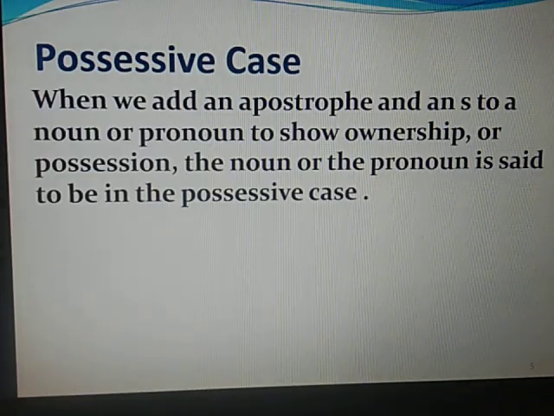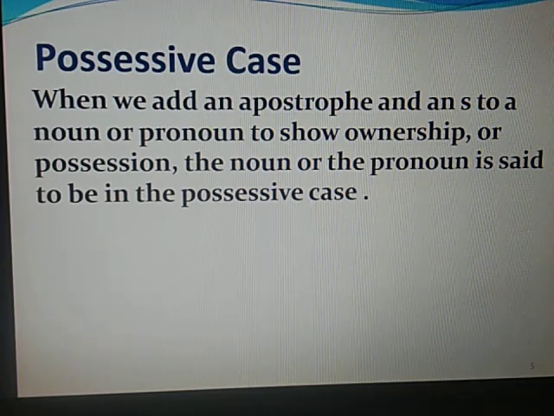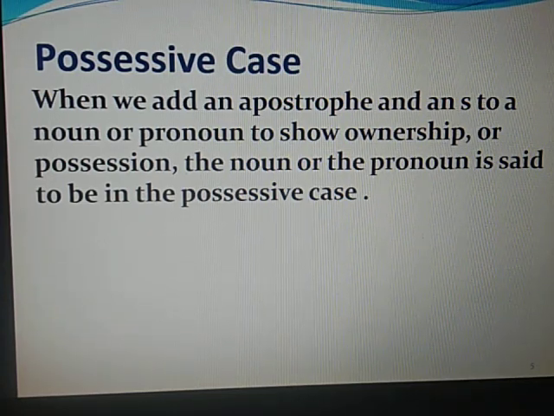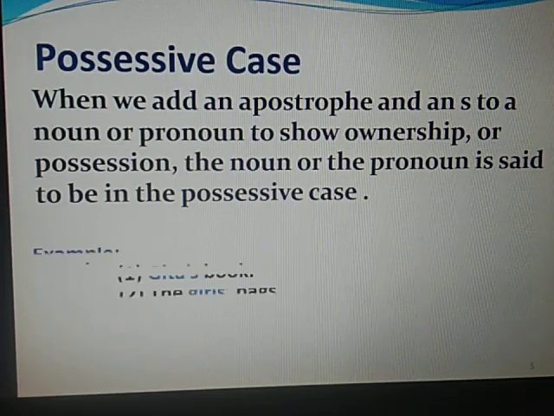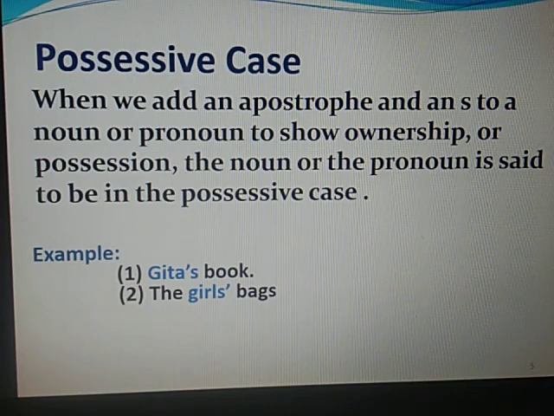What is a possessive case? When we add an apostrophe or an apostrophe s to a noun or pronoun to show the ownership, to whom it belongs, or the possession, the noun or the pronoun is said to be in the possessive case. For example, Geeta's book. Here you will find that after Geeta we have put the apostrophe s, because one girl named Geeta has the book.